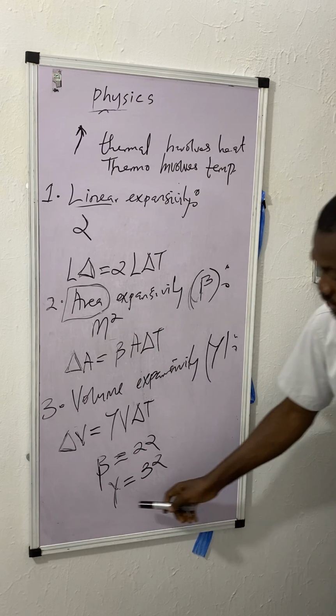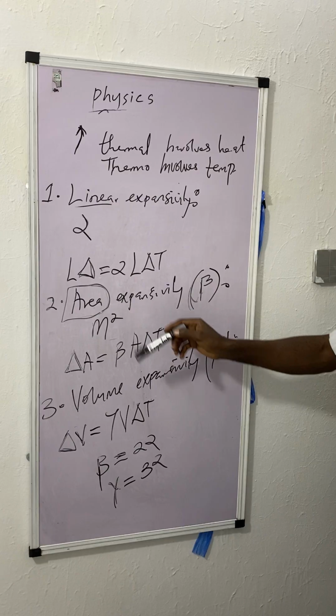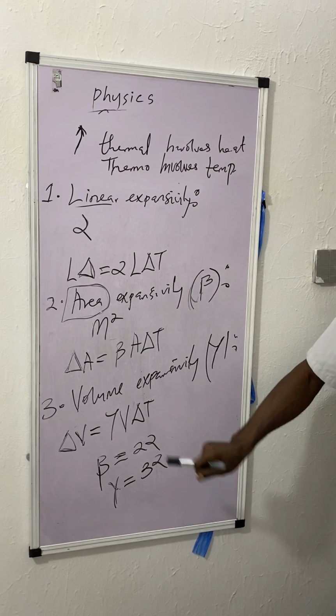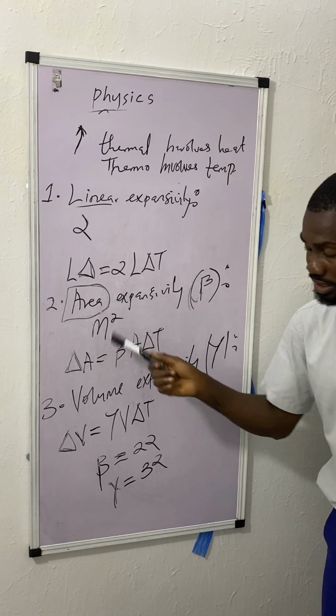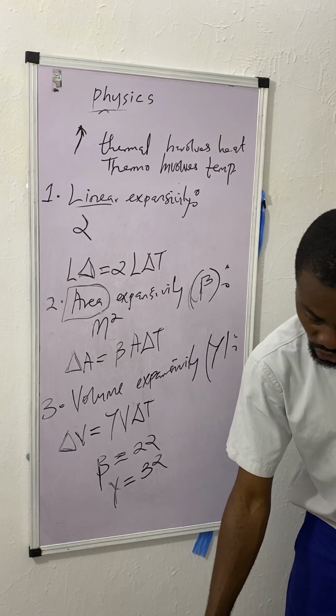So this one is a shortcut formula, because sometimes they might not give you all of this, the volume or length. They will just give you only the linear expansivity and tell you to look for the volume expansivity or the area expansivity. How then do you solve if you don't know all these shortcuts?